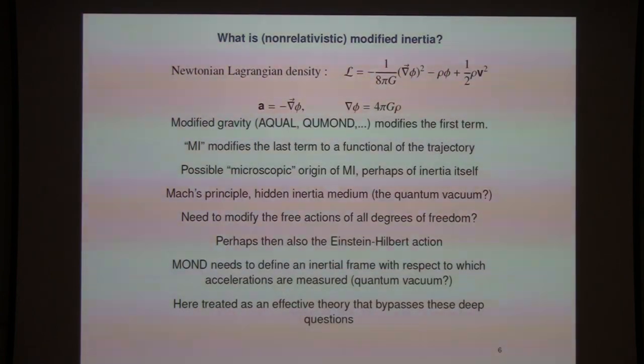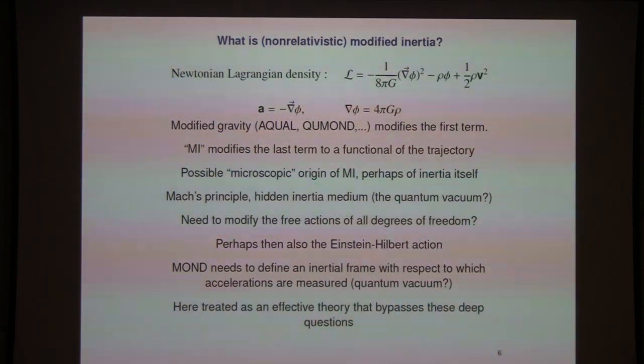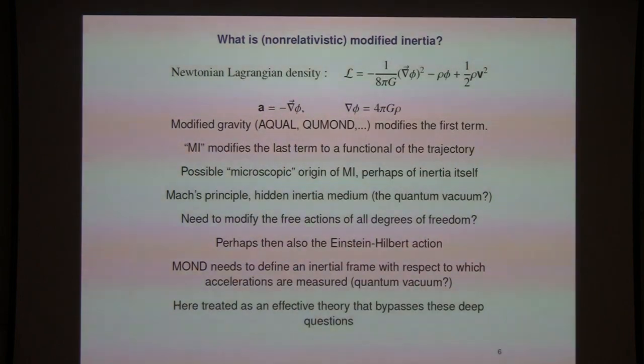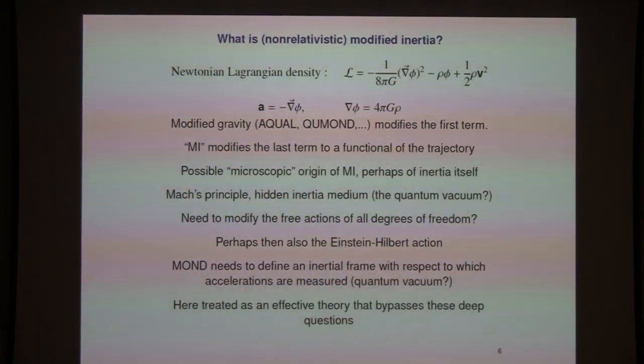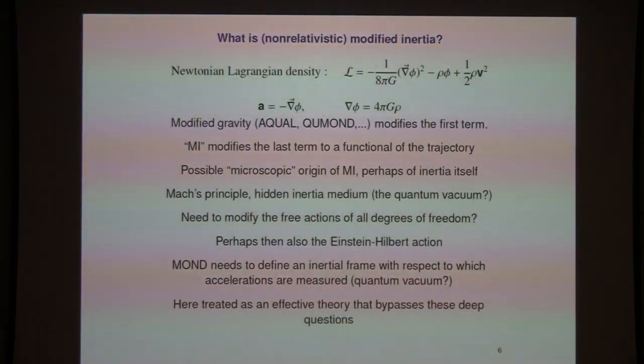What is inertia? Inertia is basically the cost that you have to pay in energy, for example, if you want to change, let's say, the velocity of particles. So 1/2 rho v² is the kinetic energy, and it also encapsulates inertia.